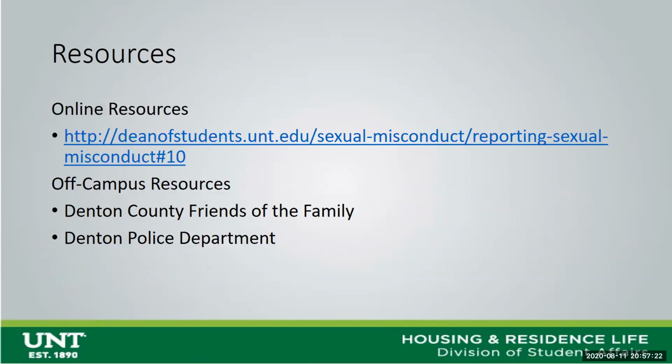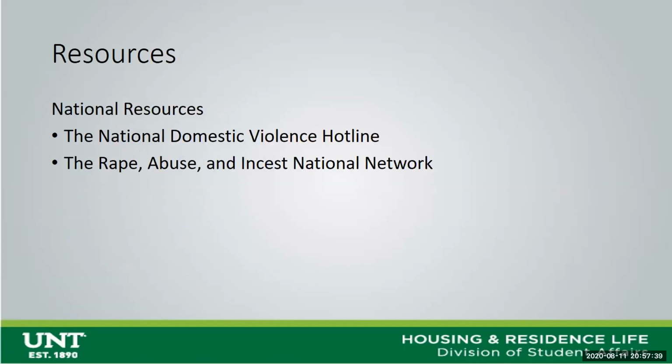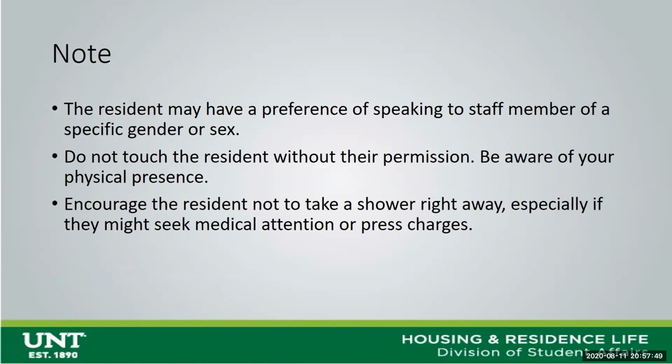There are a lot of other resources online through the Dean of Students office, as well as off-campus resources. There's counseling and testing, the health and wellness center, the psychology clinic, all of these resources on campus. There's also the National Domestic Violence Hotline, the Rape, Abuse, and Incest National Network, otherwise known as RAINN. Those are some resources that you can also provide.